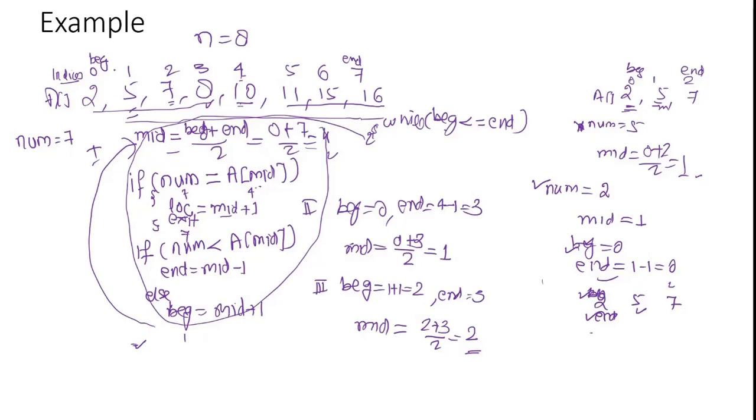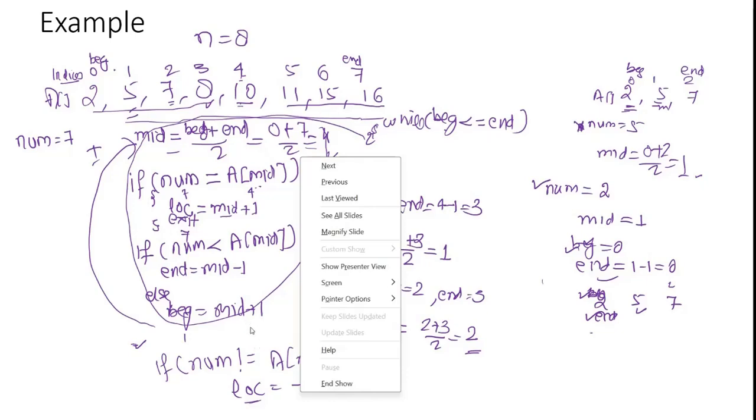Okay. After this, what will we do? We have to check whether the number is found or not found. So here the condition is that if number is not equal to a of mid, then we can initialize location equal to something like -1, because location cannot be a negative value. For algorithmic purposes we don't want to include a print statement, so we are initializing the location variable as -1. So like this the algorithm will work.